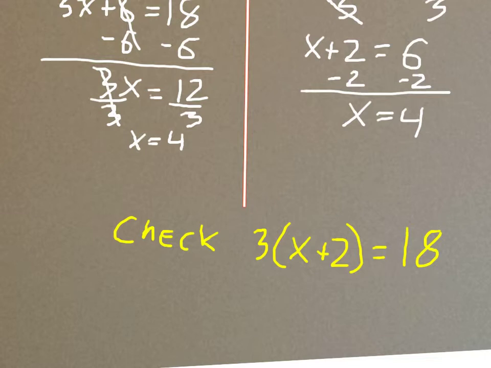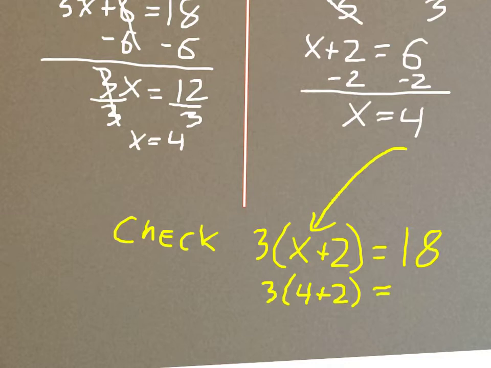But for completion and just to make sure, let's go ahead and check that. So what we're going to do is replace our x with the value that we think x is, which is 4, and that's going to give us 3 times 4 plus 2, and we want to see if that's equal to 18. So this becomes 3 times 6, which is equal to 18, the basic times table, so yes, our correct solution is x equals 4.